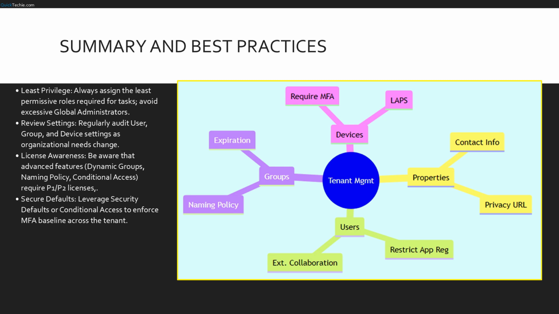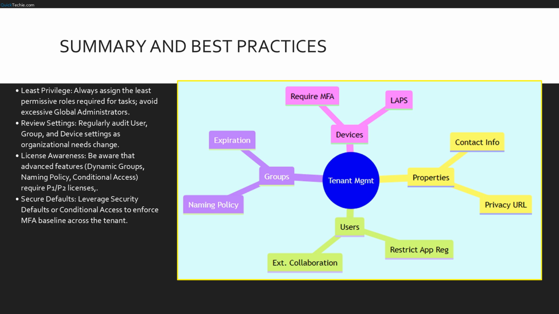To wrap up, remember these best practices. Adhere to the principle of least privilege. Microsoft recommends having fewer than 5 global administrators. Regularly audit the settings we discussed today, as your security posture should evolve. Be mindful of licensing. Features like dynamic groups and naming policies require premium licenses. Finally, whether through security defaults or conditional access, ensure MFA is enforced to protect your tenant properties, users, and devices.